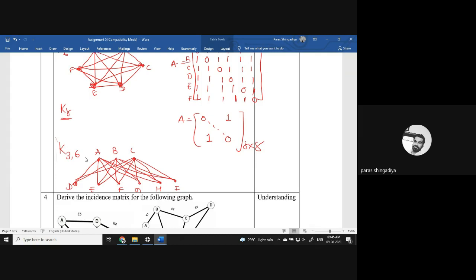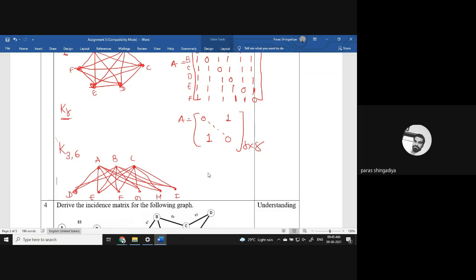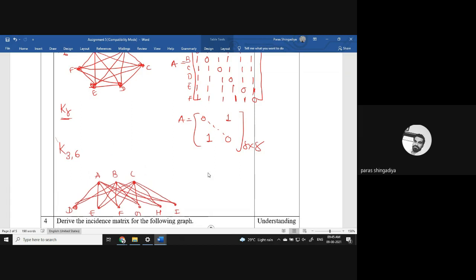Okay, A, B, C must be connected with the 6 vertices opposite, okay? So what will be the shape? What will be the matrix of this graph? How many vertices does the graph involve? 6 plus 3, that means 9 vertices. So you have to make a 9-vertex matrix, okay? That is A, B, C, D, E, F, G, H, I.